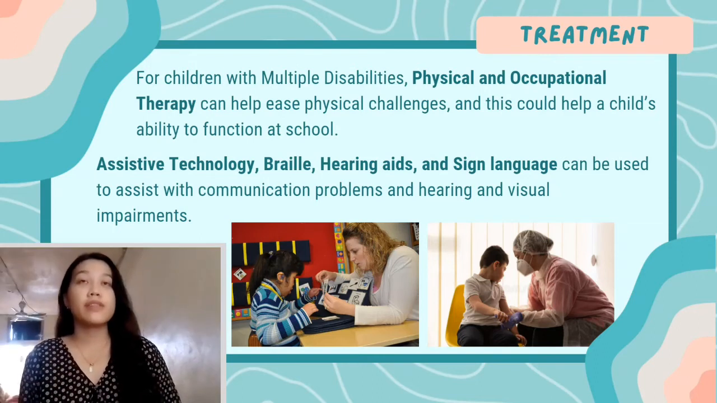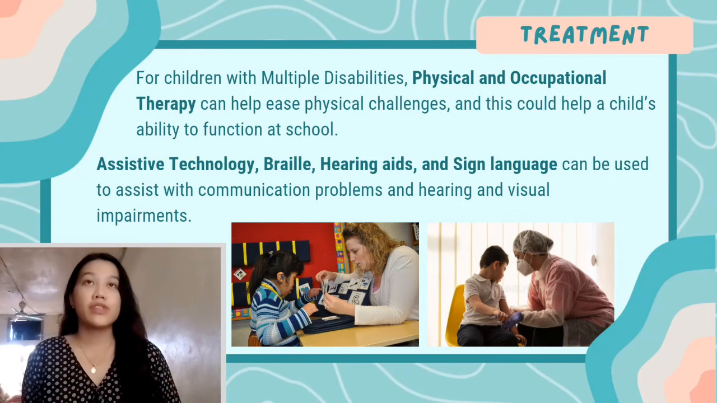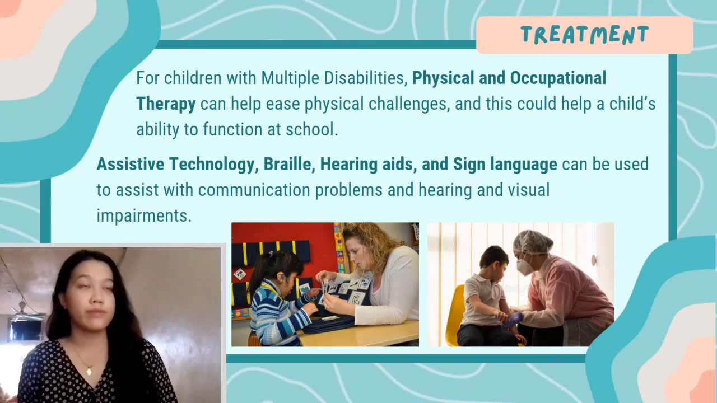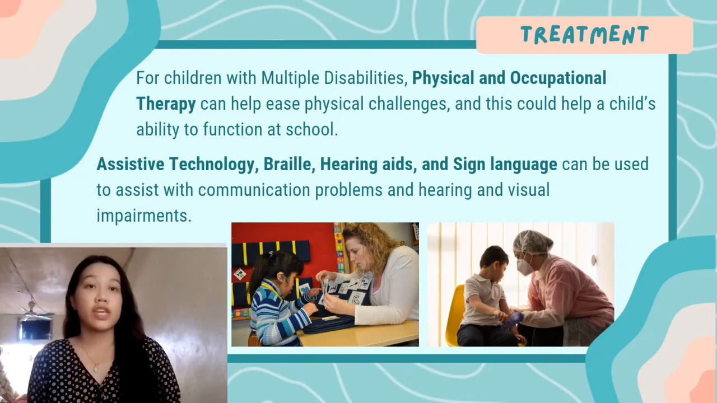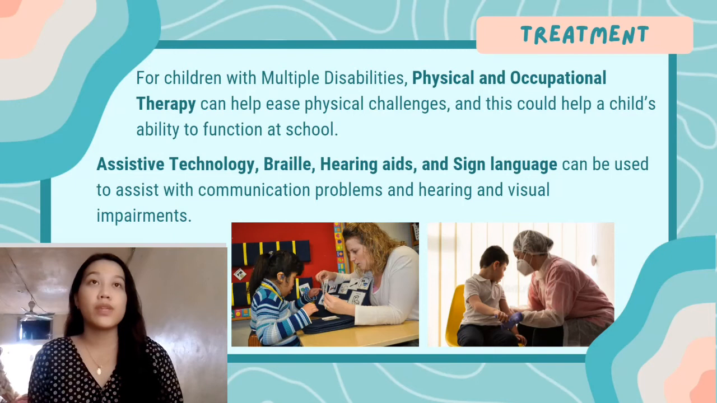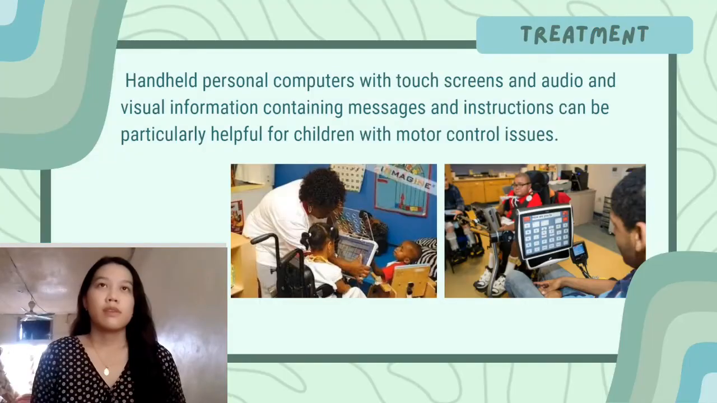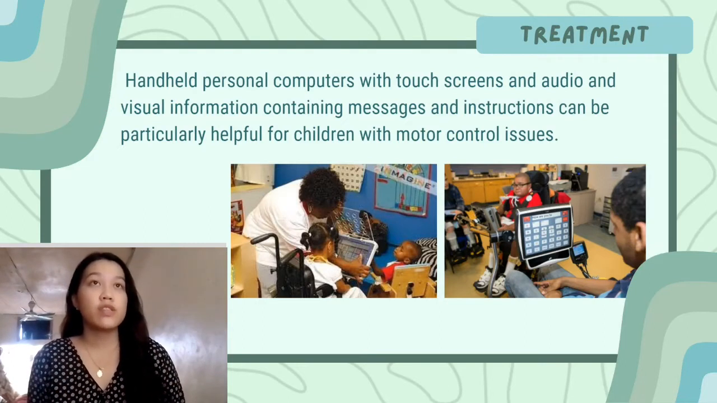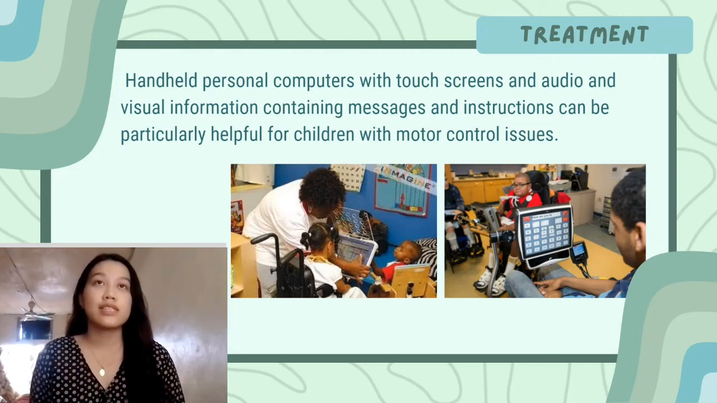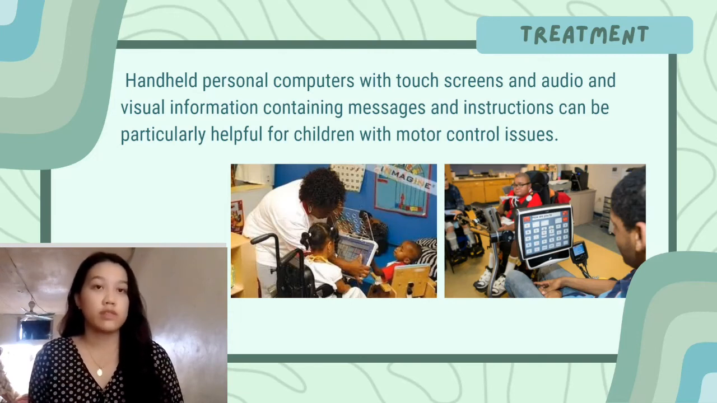For children with multiple disabilities, physical and occupational therapy can help ease physical challenges, and this could help a child's ability to function at school. Assistive technology, braille, hearing aids, and sign language can be used to assist their communication problems and hearing and visual impairments. Handheld personal computers with touch screens and audio and visual information containing messages and instructions can be particularly helpful for children with motor control issues.